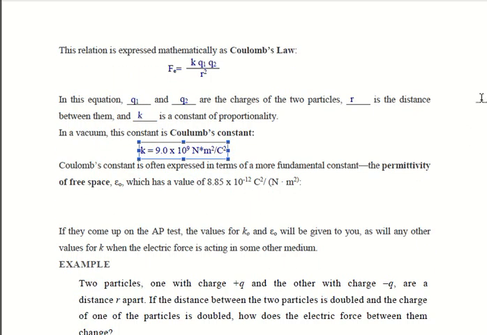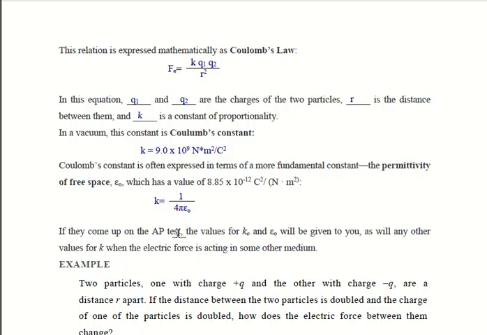Where does K come from? Well, Coulomb's constant we can express in some other fundamental constants. Here, permittivity of free space, epsilon 0. So that epsilon 0 has a value of 8.85 times 10 to the minus 12 coulombs squared per newtons times meters squared. So if we wanted to express Coulomb's constant in those terms, K is equal to 1 over 4 pi epsilon 0.